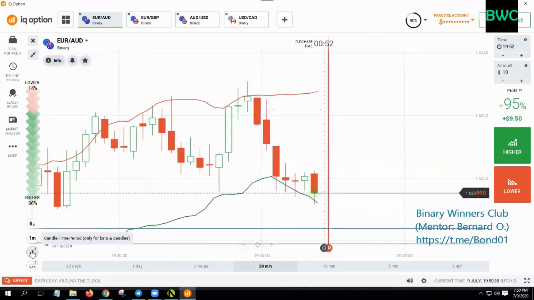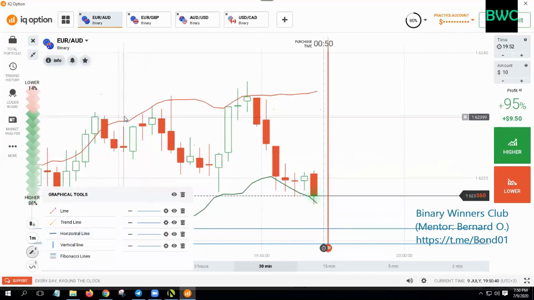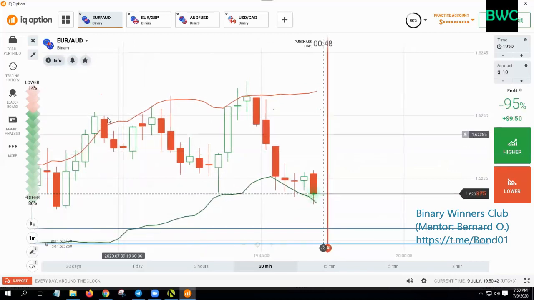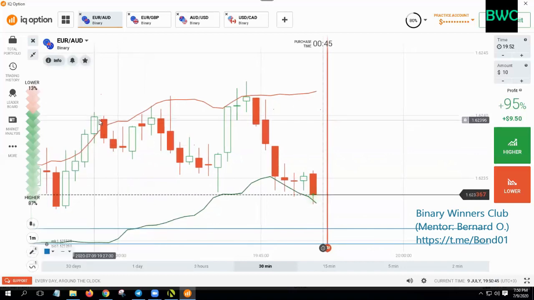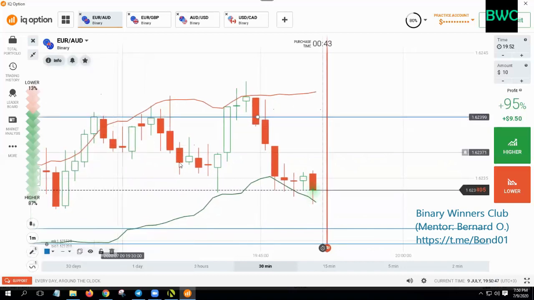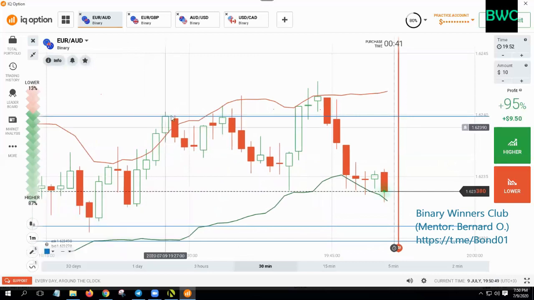For this one, your level is here. Now this is a case where you trade the exact close on the level. Body is here. The wick is here. It's the body of the red candle.